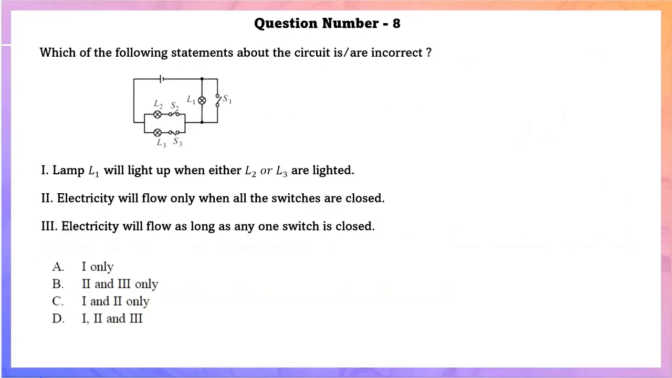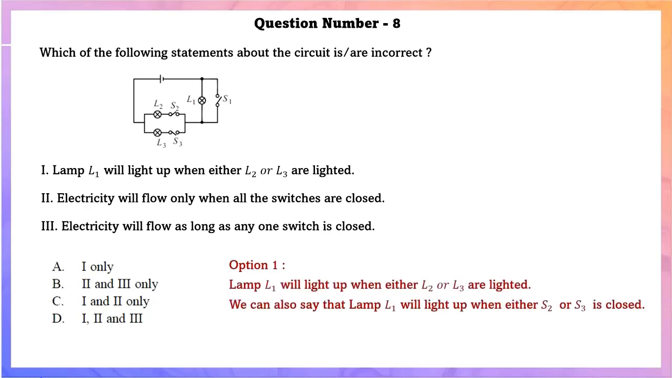Question number 8. Which of the following statements about the circuit is incorrect? 1. Lamp 1 will light up when either L2 or L3 are lighted. We can also say that lamp L1 will light up when either S2 or S3 is closed. So this option is correct. Electricity will flow only when all the switches are closed. Electricity will flow if either S2 or S3 is closed. So this statement is false.